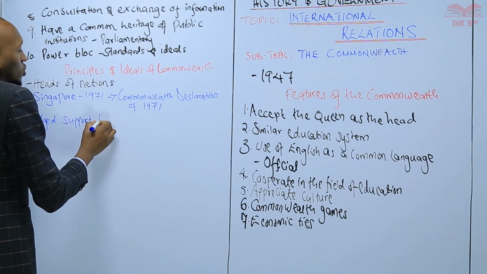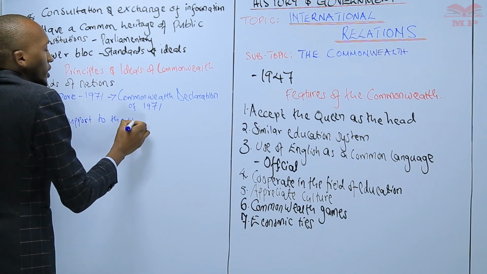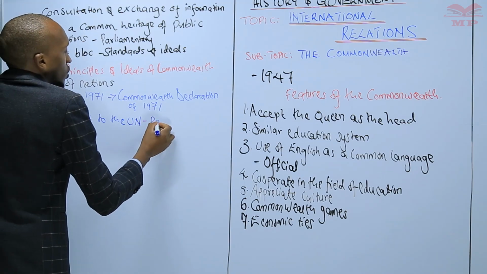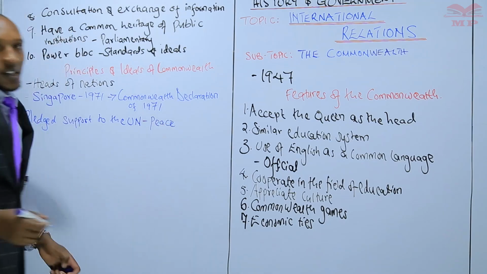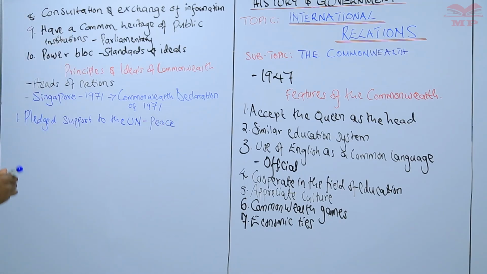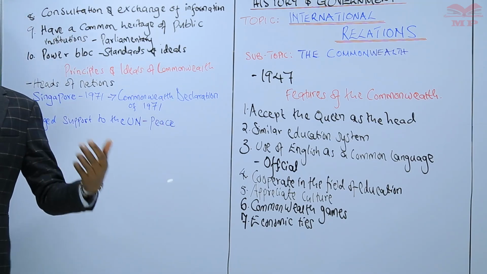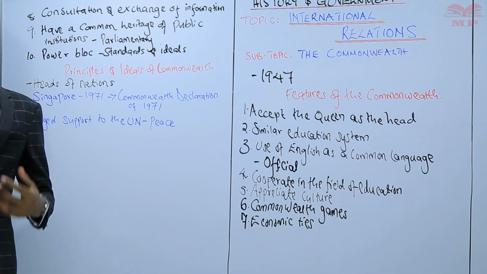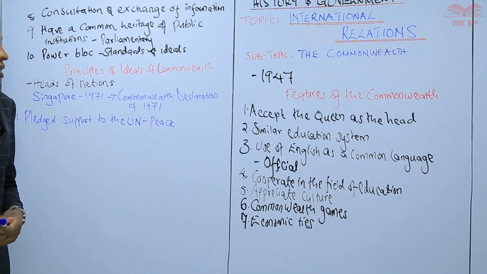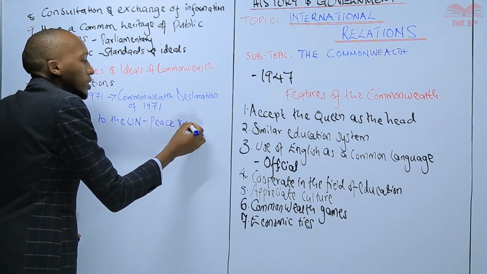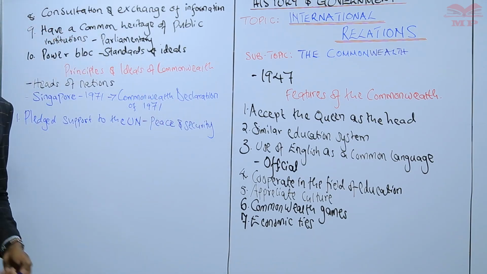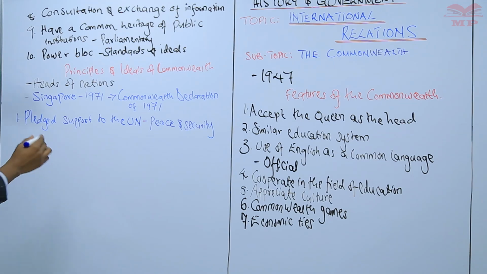They pledged support to the United Nations towards international peace. So that was the first declaration. They pledged that they are going to support the United Nations in its quest to maintain international peace and security. That is their first declaration. And then number two, they emphasized the importance of liberty of individuals.